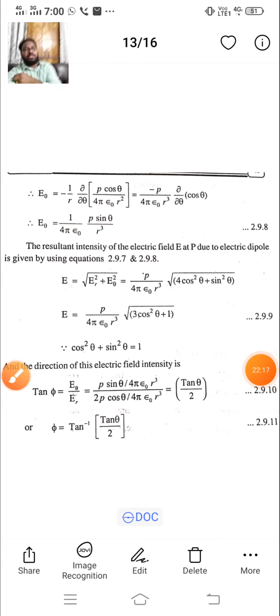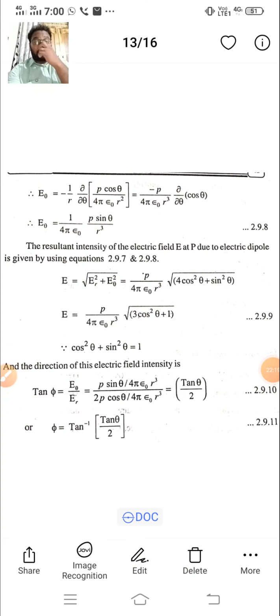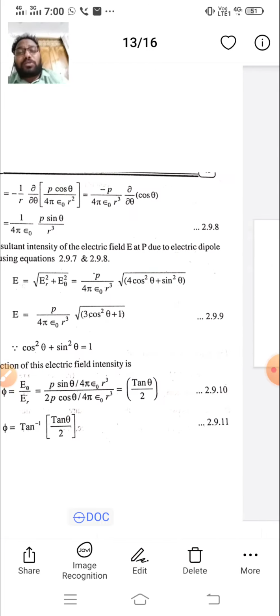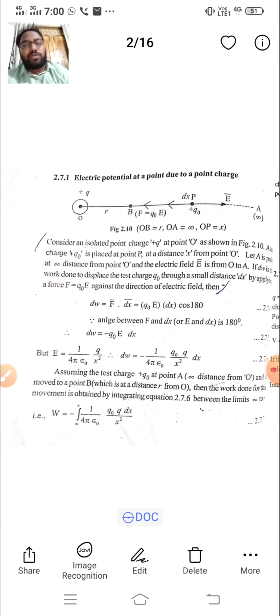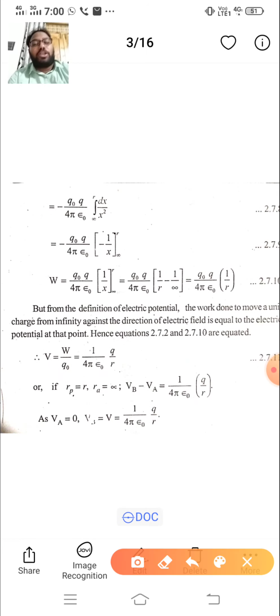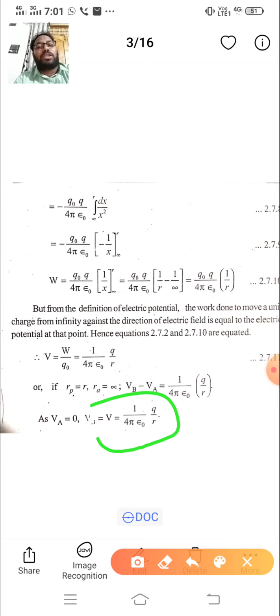So this one is today's topic. What are today's topics? The first one is electric potential at a point due to a point charge. The electric potential at a point due to a point charge is V equals 1 by 4 pi epsilon naught into Q by R.